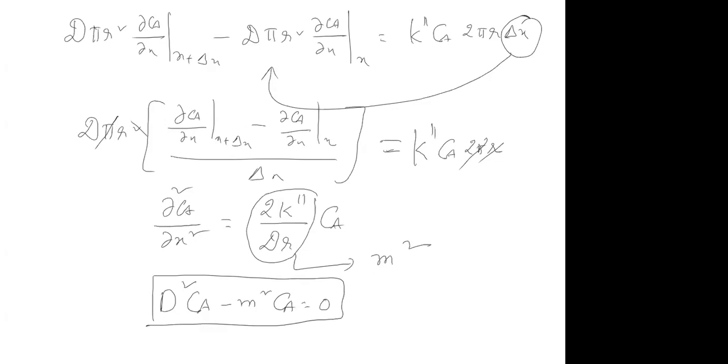Then how do you solve this equation? What is the solution for this one? CA equal to c1 into e power mx plus c2 into e power minus mx. This is the concentration profile. But how do you solve for c1 and c2? Boundary conditions. So CA equal to c1 into e power mx plus c2 into e power minus mx.